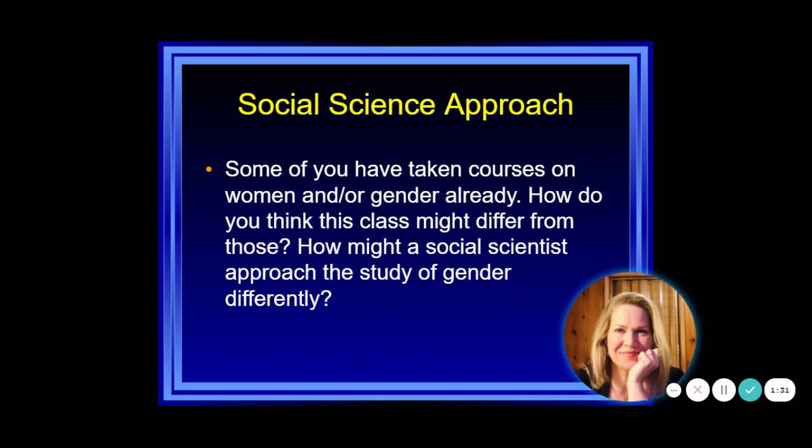Some of you have taken courses on women and or gender already. And so when we get together and have our first discussion, I want you to think about the question, how do you think this class might differ from those other classes that you've taken? You'll find that this class will approach the study of gender using a social scientific approach. And it's basically using the scientific method to gather and analyze data and questions relevant to gender politics.